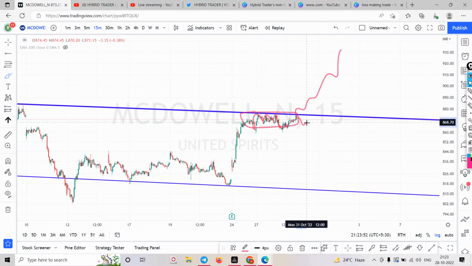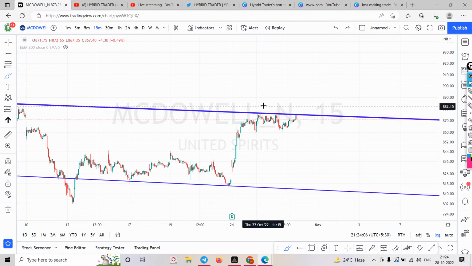So what is happening? There is a tug of war. The buyers are trying to move up, the sellers are trying to push down. Again, the buyers are trying to move up, the sellers are trying to push down. So now someone has to give it up.